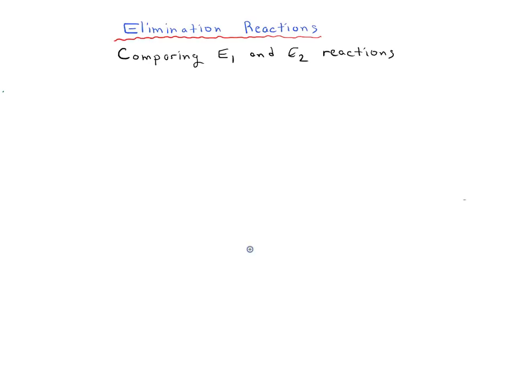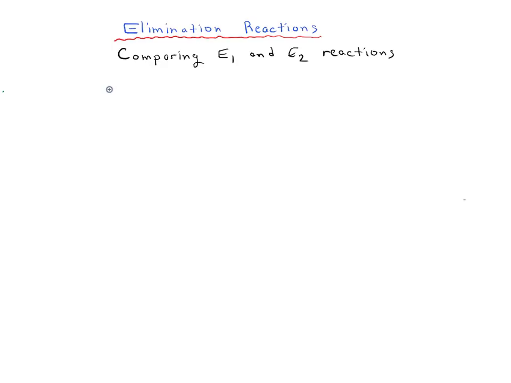The purpose of this video is to compare and contrast the E1 and E2 reactions. So what we're going to do is pay special attention to the ways in which the E1 and E2 reactions are different. So if we were given a set of conditions, we'd be able to predict whether an E1 or an E2 reaction is going to happen.